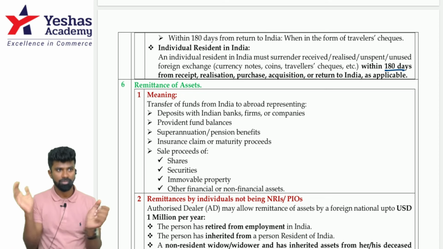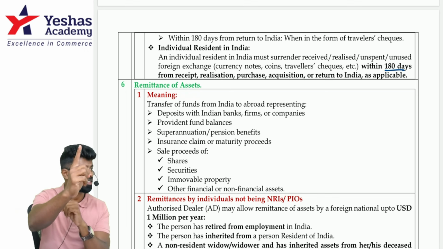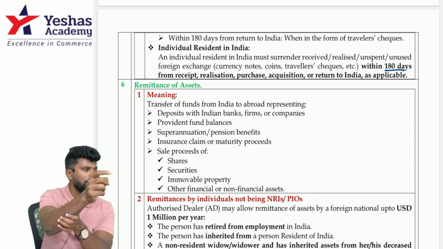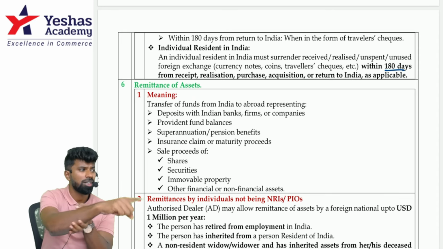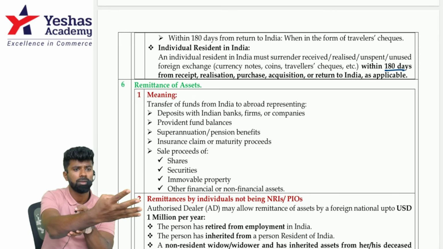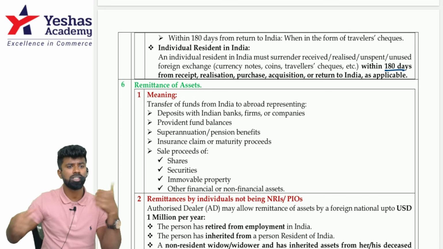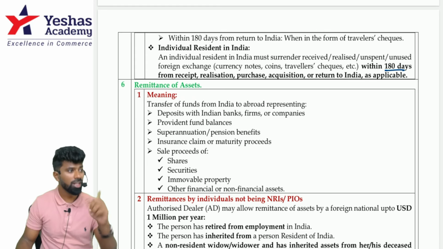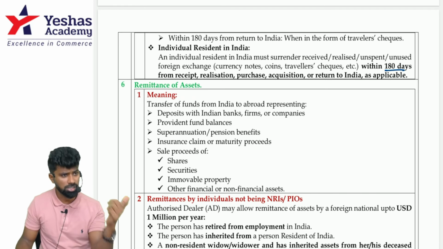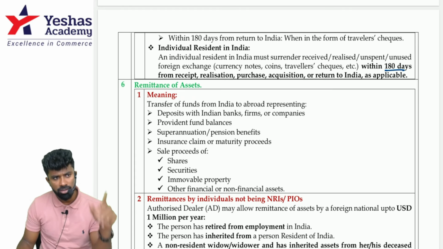One more time. What is the first topic I discussed? Foreign exchange. Second one. Third one. Person resident in India. Fourth one. Person. Fifth one. Sixth one. Current account transaction. Regulation of foreign exchange. How many schedules? What are the 3 schedules? Schedule 1, Schedule 2, Schedule 3.